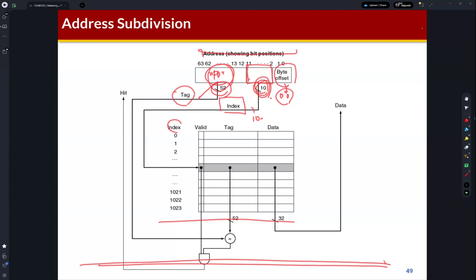Okay, so you need to understand this. This is a very important part.